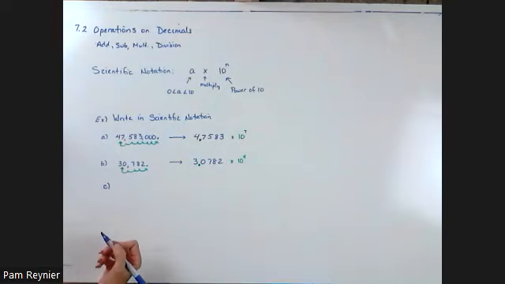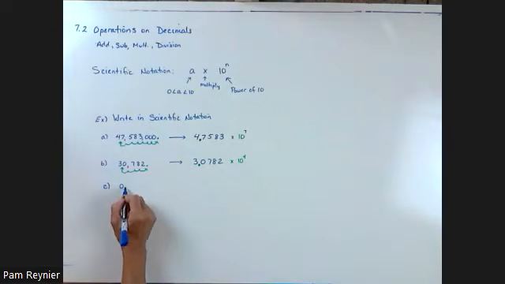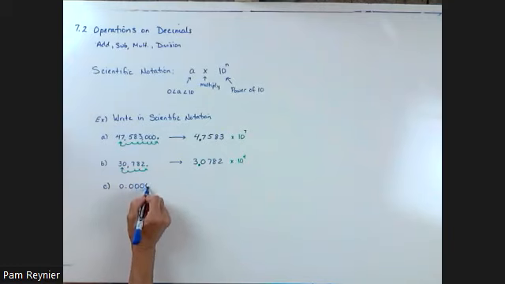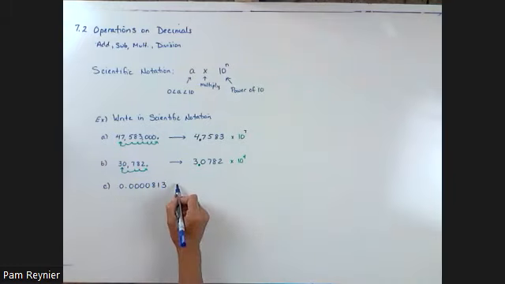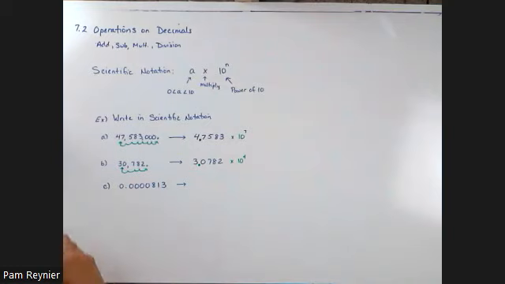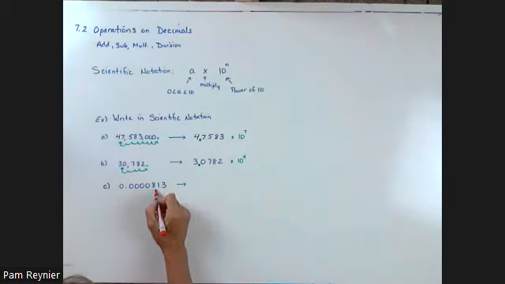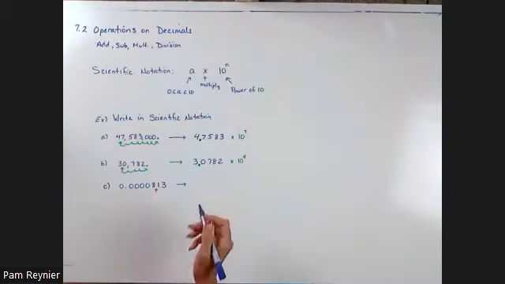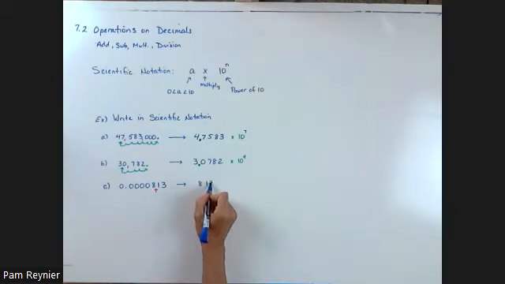Those are large numbers. Let's look at small numbers. Let's say I gave you 0.0000813. Well, the first decision is where does the decimal go to make the first part a number between 0 and 10? It's going to have to go after the 8. So that means I have 813 with a decimal after the 8.